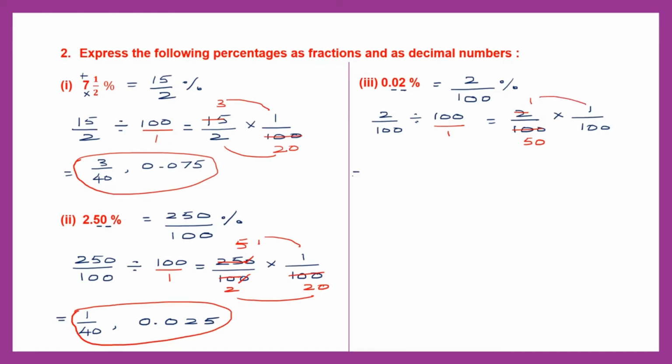So when you multiply the numerators, 1 into 1 is 1. Denominators 50 into 100. Multiply 5 into 1. 5 ones are 5. Now count all the zeros: 1, 2, 3. So that is 5,000. 1 by 5,000 is the fraction form.